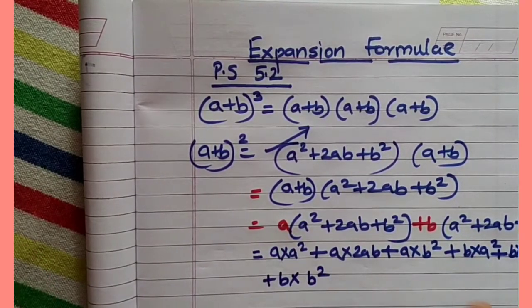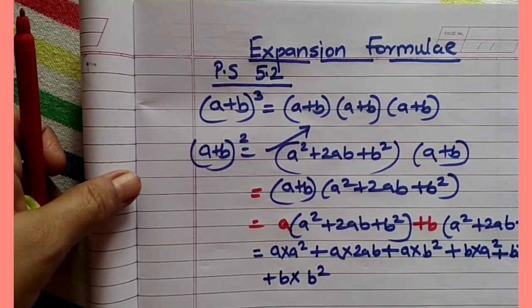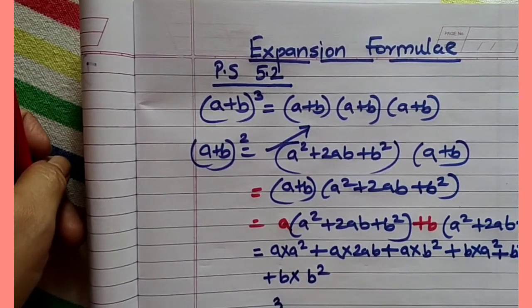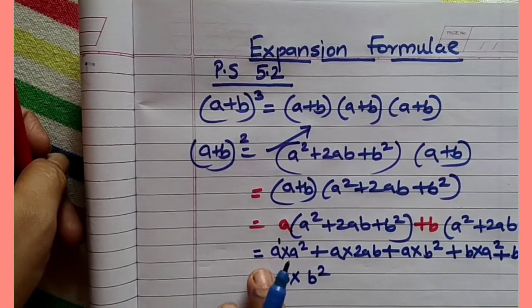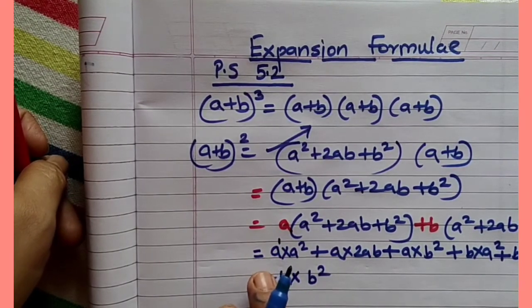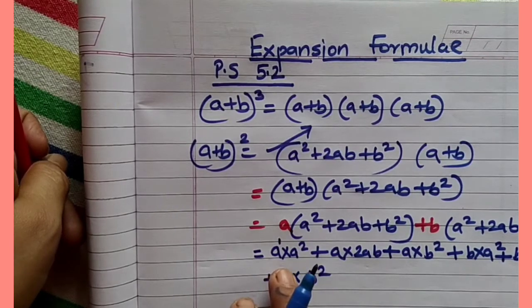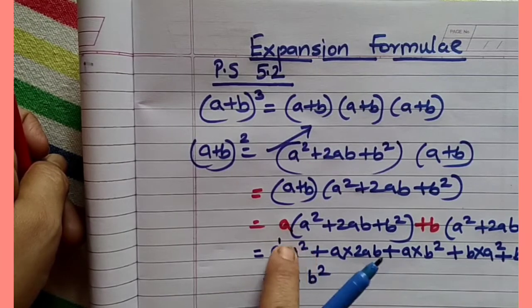Now let us write the product, what we get after multiplication. So a into a^2. This is 1a and this is a^2, so this will be a^3. a into a^2 is a raised to 1 times a raised to 2. By the laws of indices, a^m into a^n is a^(m+n). So when we multiply the bases, we add the index.